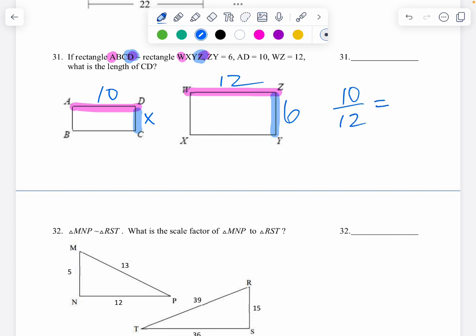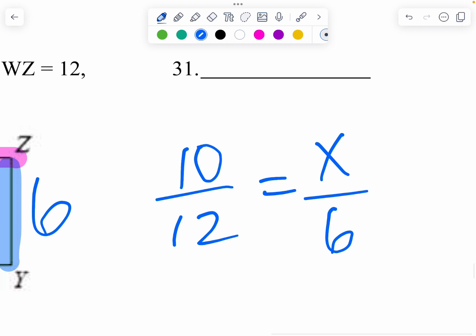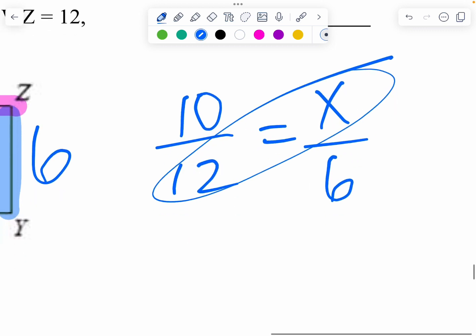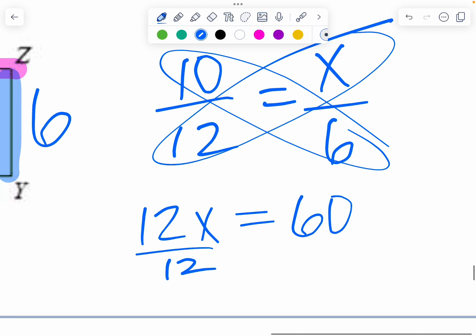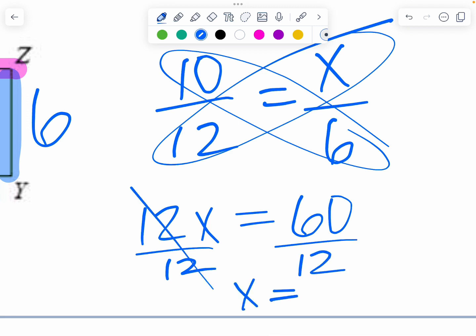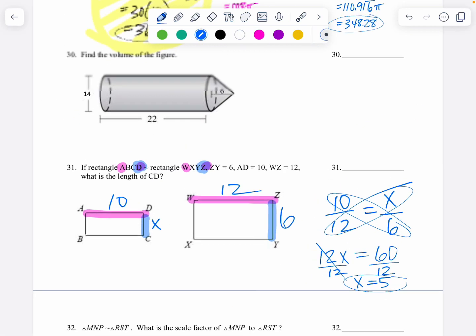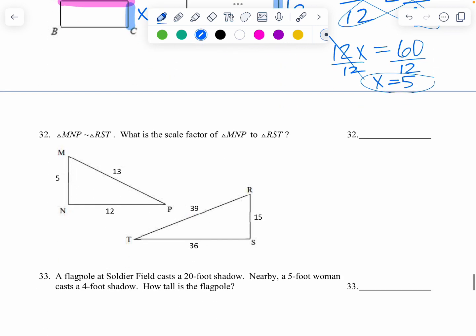Set a fraction, make a fraction out of your two sides. This one goes on top, this one goes on bottom. X goes on top, 6 goes on bottom, X over 6. Now I just need to solve this. Okay, remember we cross multiply when we have two fractions that equal each other. So that means 12x equals, when you cross this way, you get 60. I'm going to divide both sides by 12 to cancel. 12s are gone and I have x equals. When I type 60 divided by 12 in the calculator, you get 5. Okay, excellent. I'm going to put 5 there. This is how we're going to do our similarity ones.